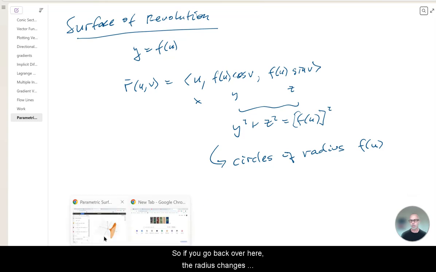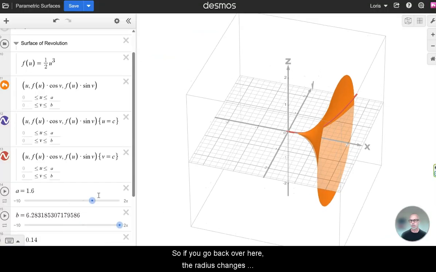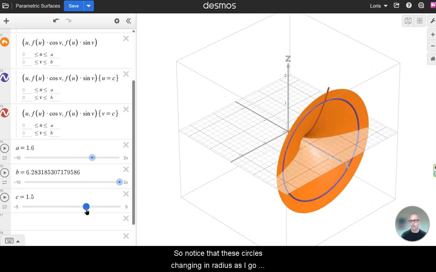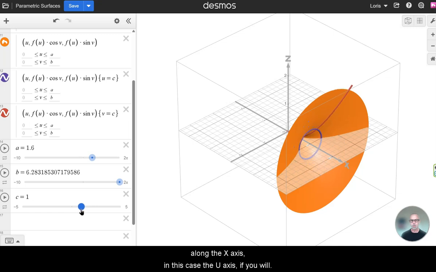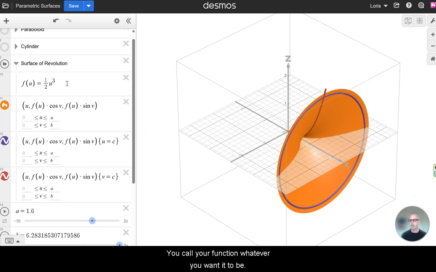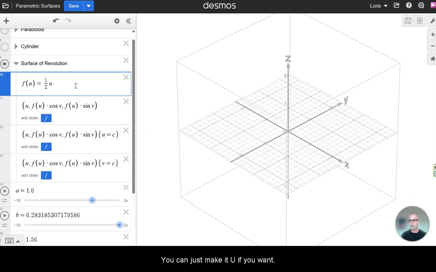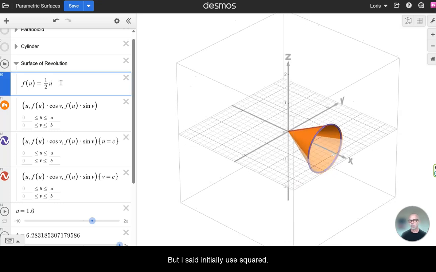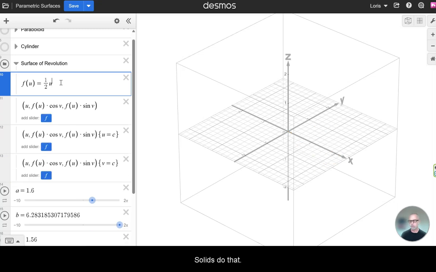So if we go back over here, the radius changes depending on where you're at on the object. So notice that these circles are changing in radius as I go along the x-axis, in this case the u-axis, if you will. Okay, and so how do you create that? Well, go up here, you call your function whatever you want it to be. You can just make it u if you want, and then it's your cone. But I said initially u squared, so let's do that.